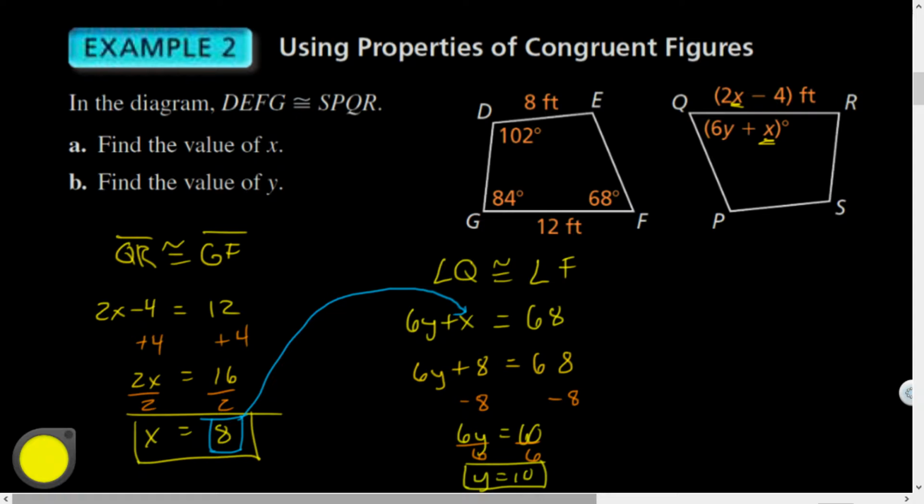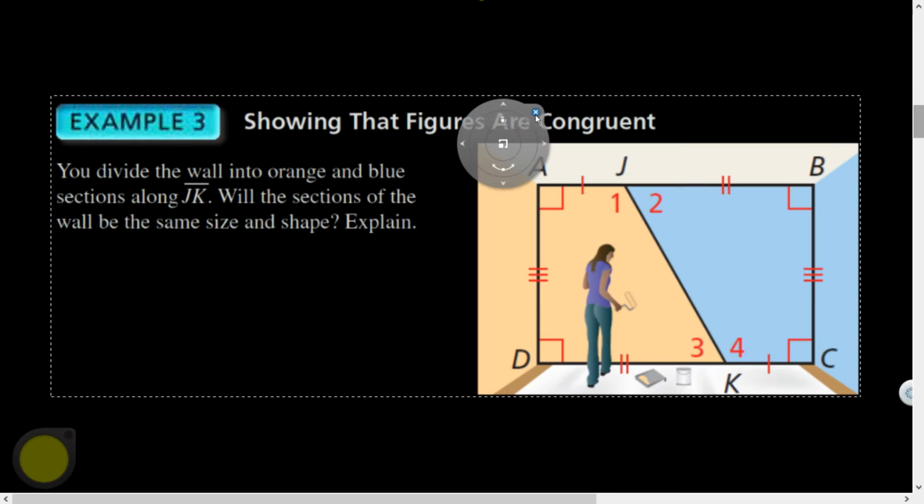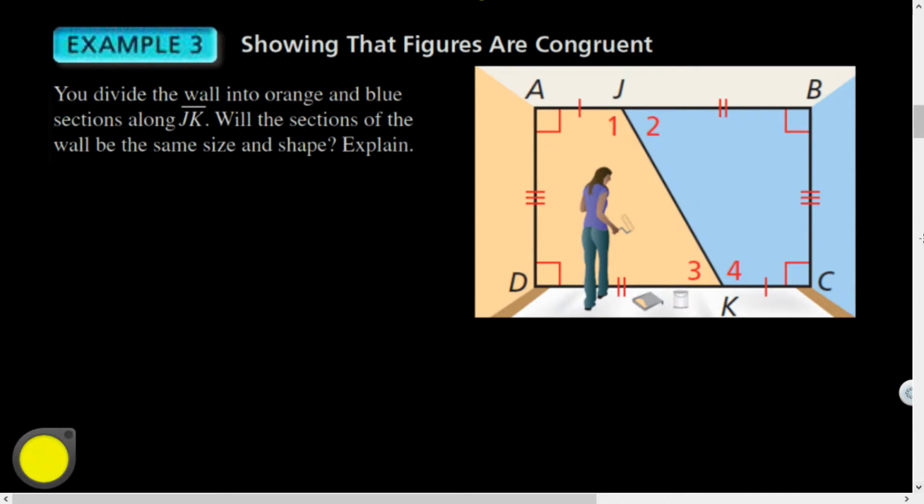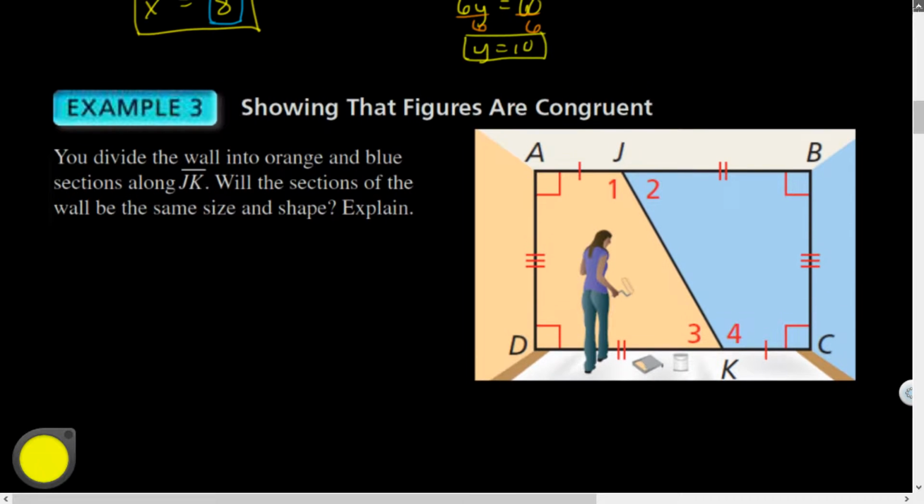Ooh, wow, this person's painting a room? Oh, man. This lady's painting a room. All right, here we go.